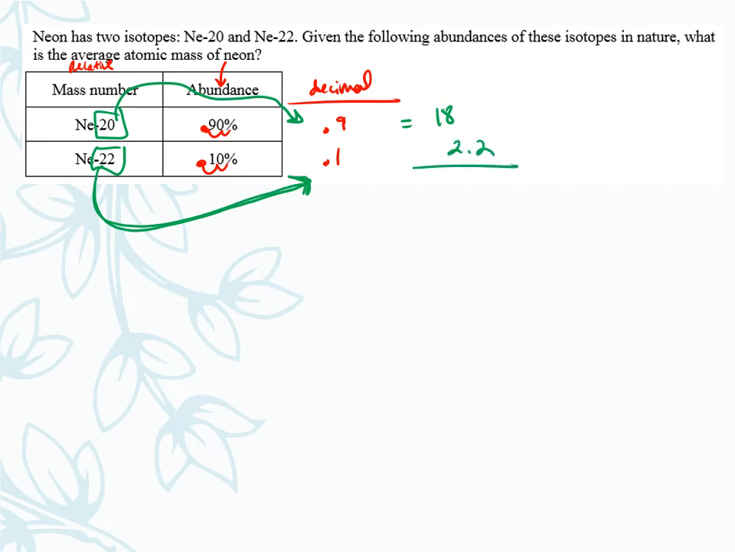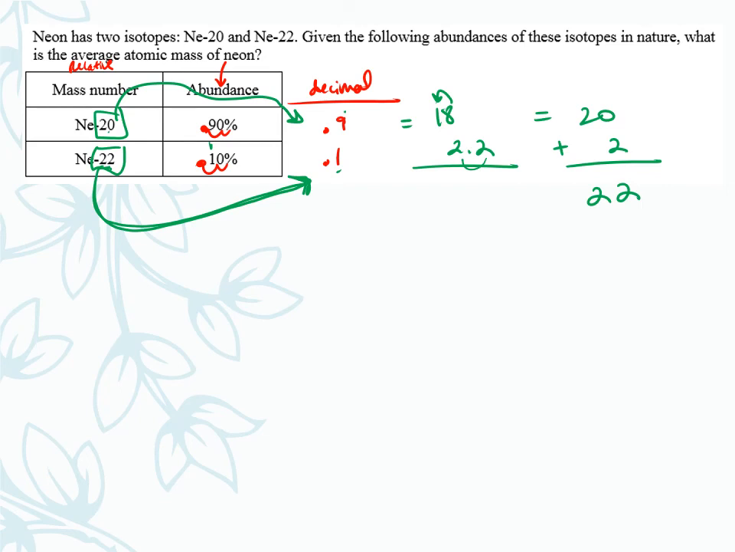We need to check our sig figs, right? So I'm going to do 18. I get to keep only one sig fig. That's going to be about 20 because that 8 rounds that one up to a 2. I get to keep one sig fig in this second guy because 1 is less than 2. And so I'm going to keep just one sig fig. That 2 is going to stay a 2. And now I add, and my answer is 22.